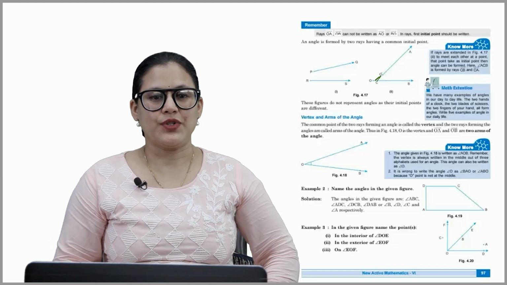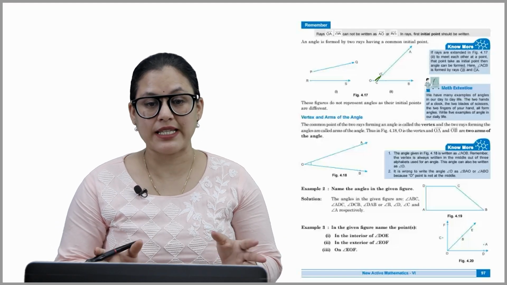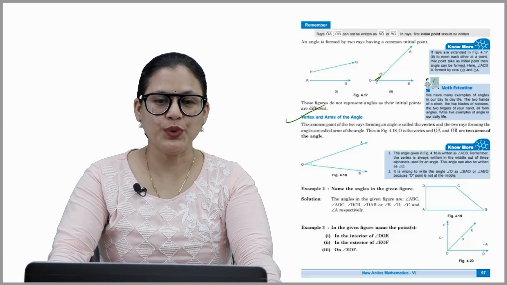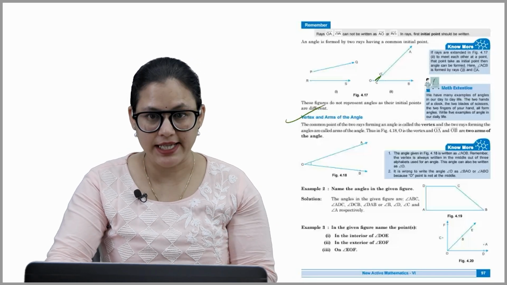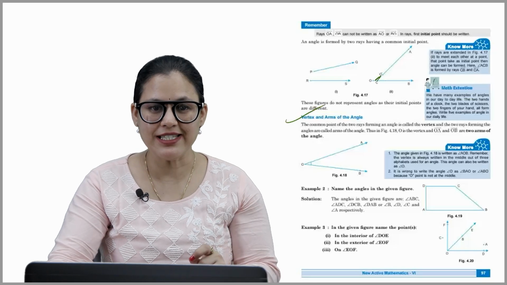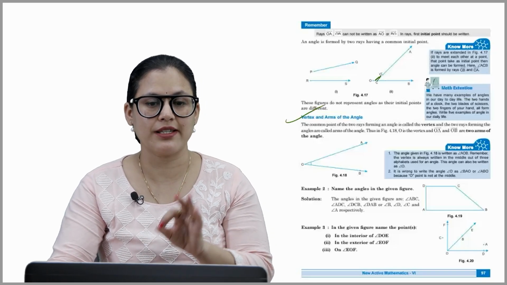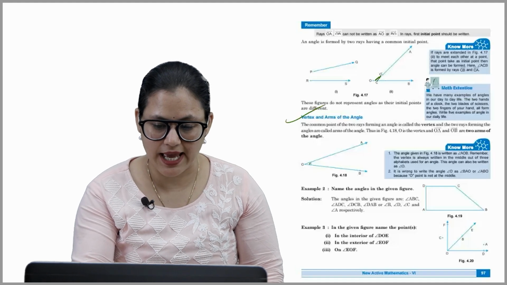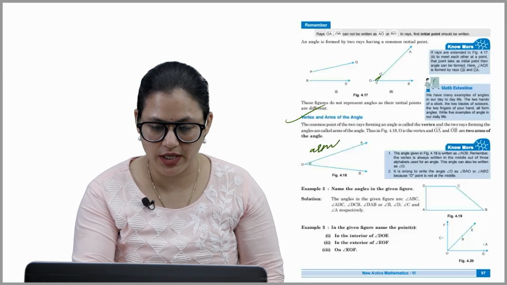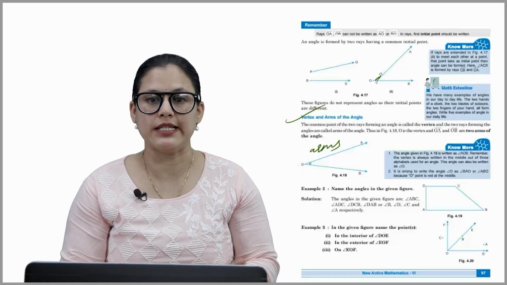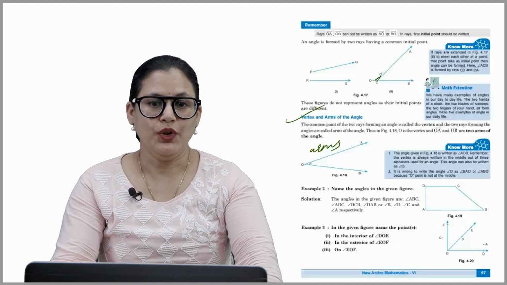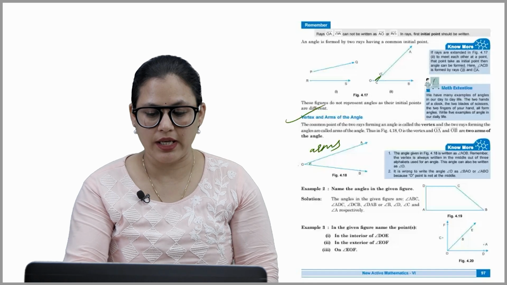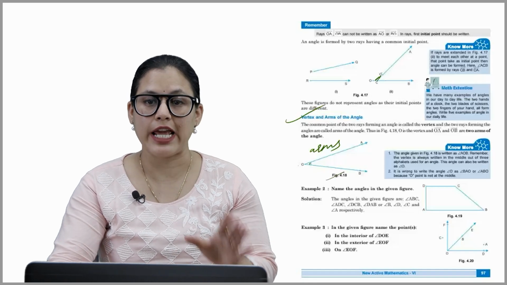Okay, so now next, vertex and arms of the angle. The common point of the two rays forming an angle is called the vertex, and the two rays forming the angle are called the arms of the angle. Thus, in figure 4.18, O is the vertex and these are the arms. OA and OB, these are the arms.